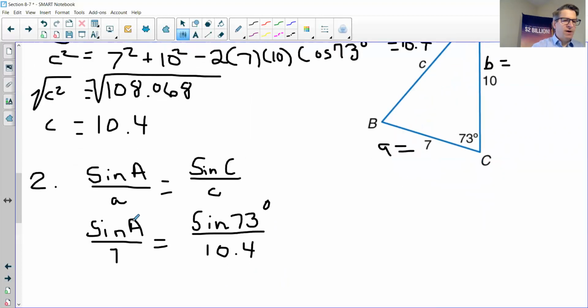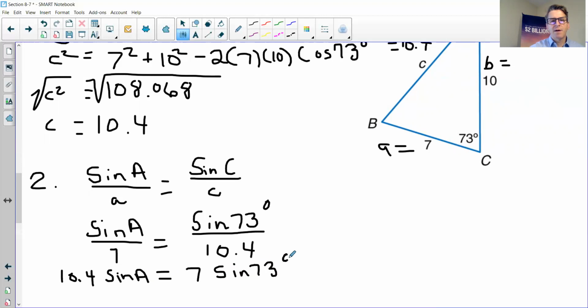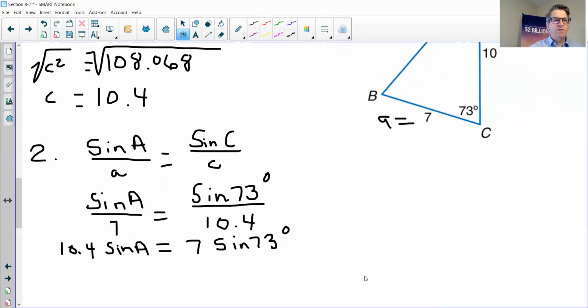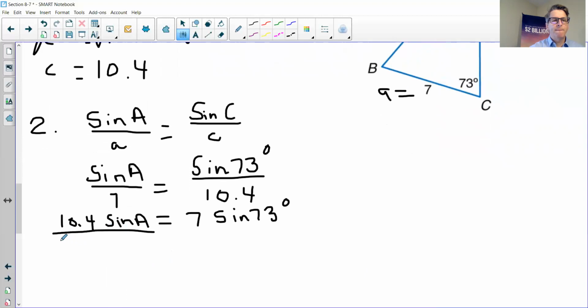Okay, so we're cross multiplying, so we have the 2 ratios equal to each other. So it's 10.4 times the sine of A is equal to 7 times the sine of 73. By dividing by 10.4 on both sides, I have the sine of A.